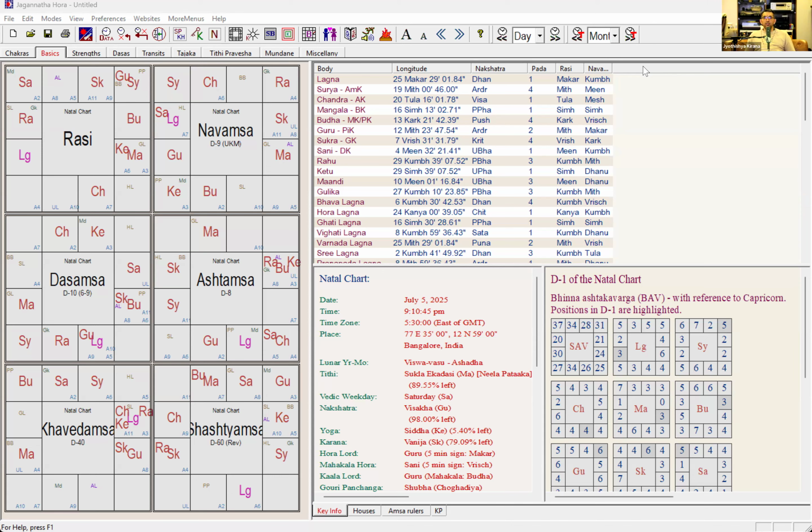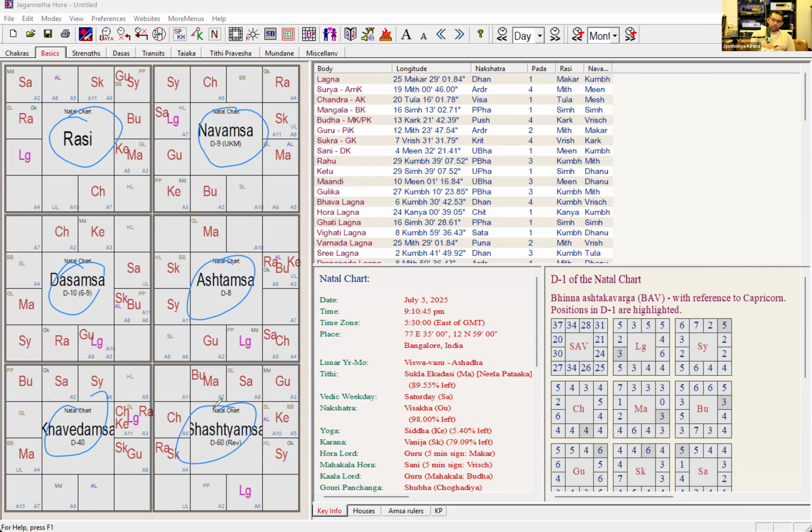So you can all see this chart now. These are my general charts which I keep, my study charts. You can already see D1, Navamsha, Dashamsha, Ashtamsha, Khavedamsha, that is D40, Shashtyamsha, D60. This is Rashi Chakra or D1. D9, you have made it into 9 parts. It is written here, D9. Can you see that? Like that you can see D10, D8, D40, D60.